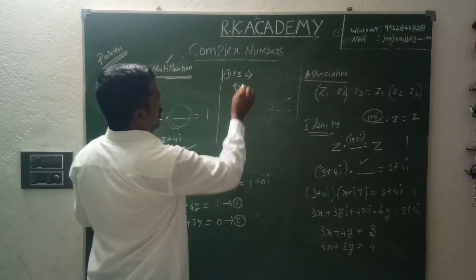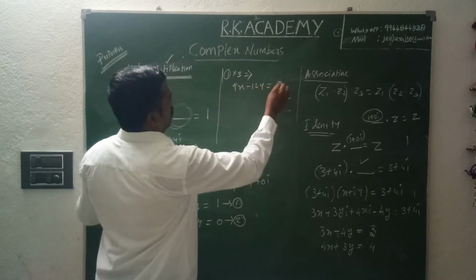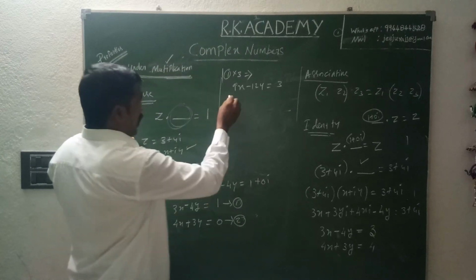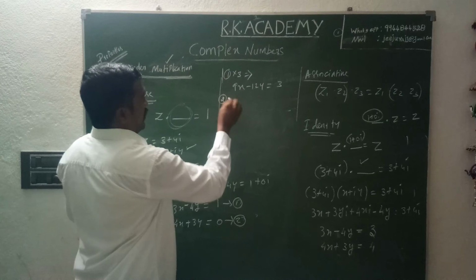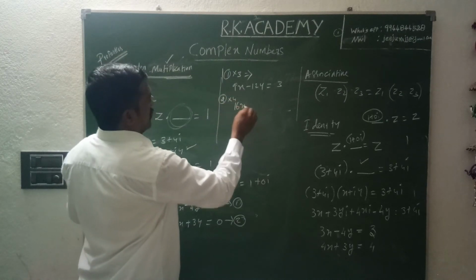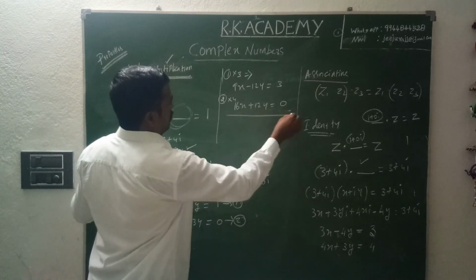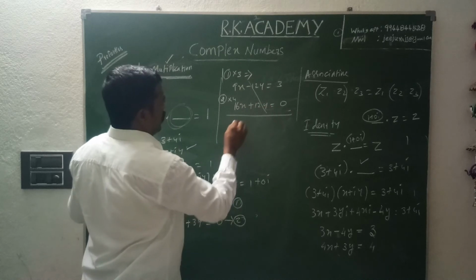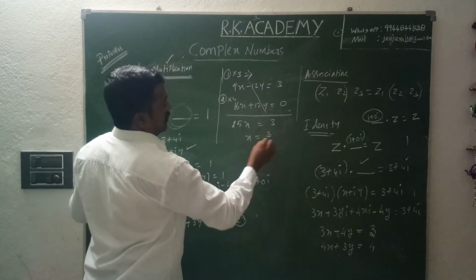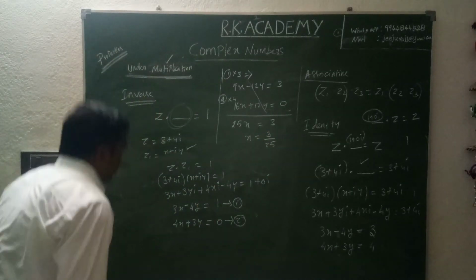The first equation gives 9x minus 12y equal to 3. The second equation times 4 gives 16x plus 12y equal to 0. Now it is balanced. Adding, 25x equals 3, so x is equal to 3 by 25.